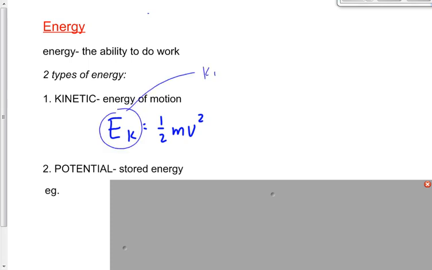Does anyone remember the units for kinetic energy? Somebody just said it. Somebody just whispered it. Say it out loud. Joules. Joules. What's M stand for?